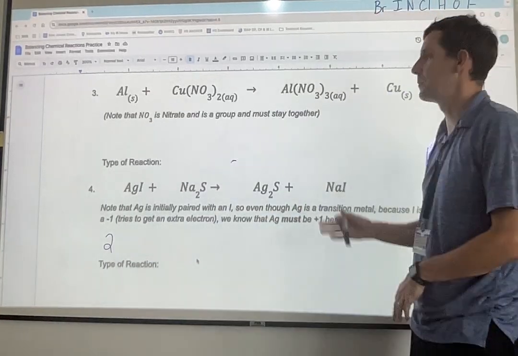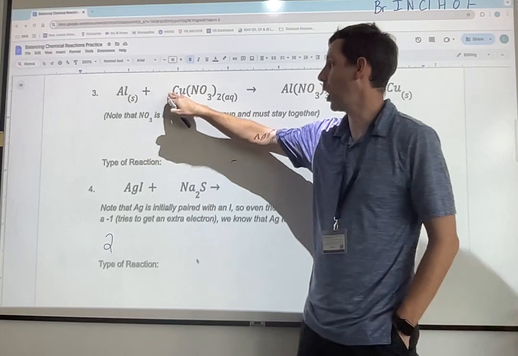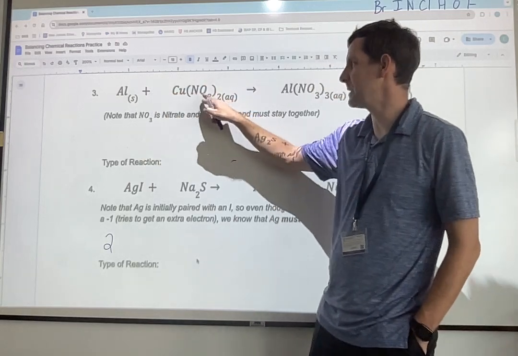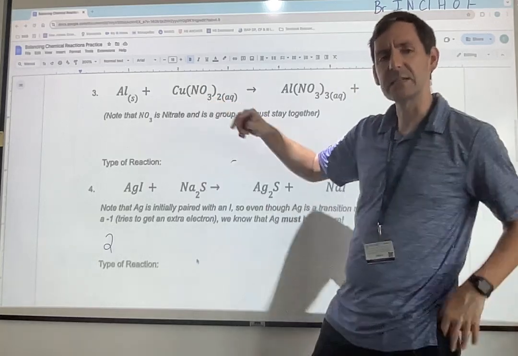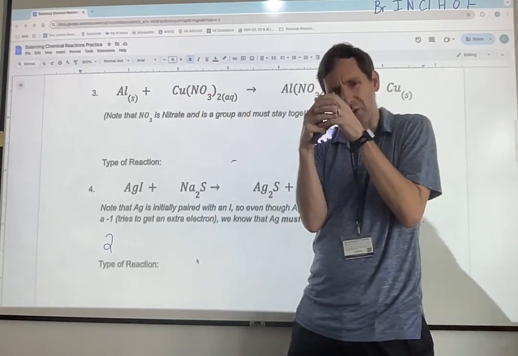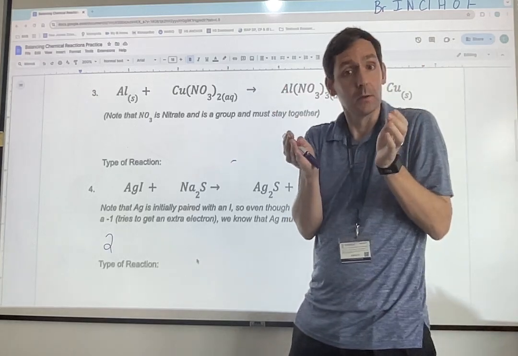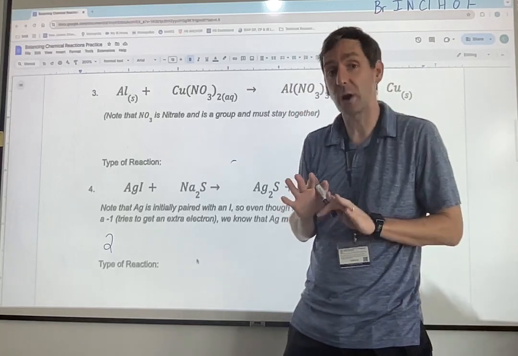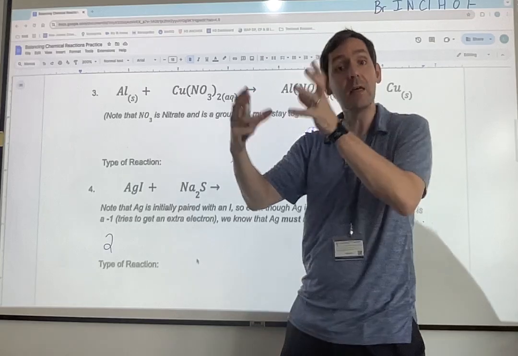All right, so here we go. Numbers 3 and 4. We've got aluminum that's being mixed with copper nitrate. Now the NO3, it's in parentheses, that's actually what we call a polyatomic ion. What that means is it's a group of different atoms that group together, and yet they act like a single atom, because they have a specific charge. We're not going to worry about the charges right now, but recognize that that will be one thing.